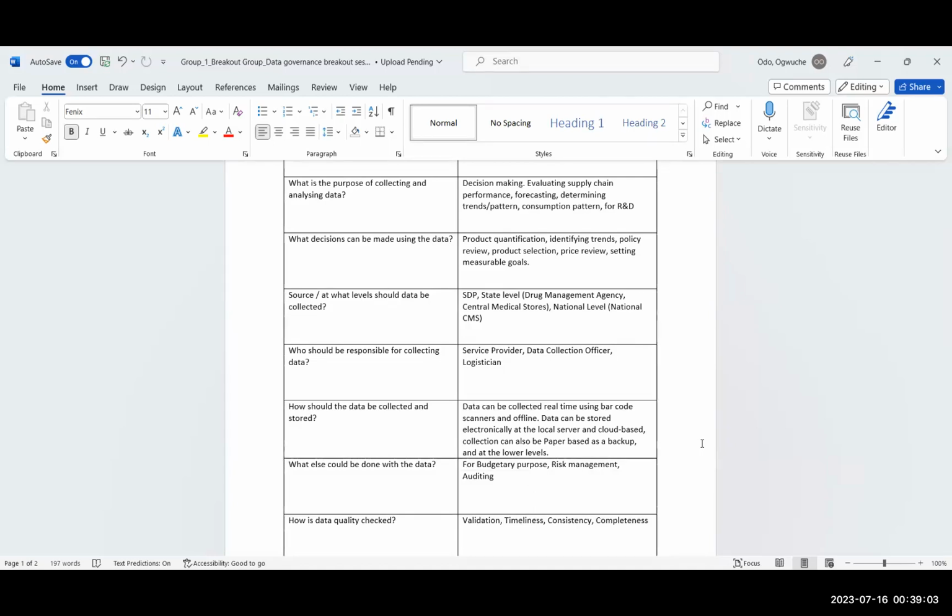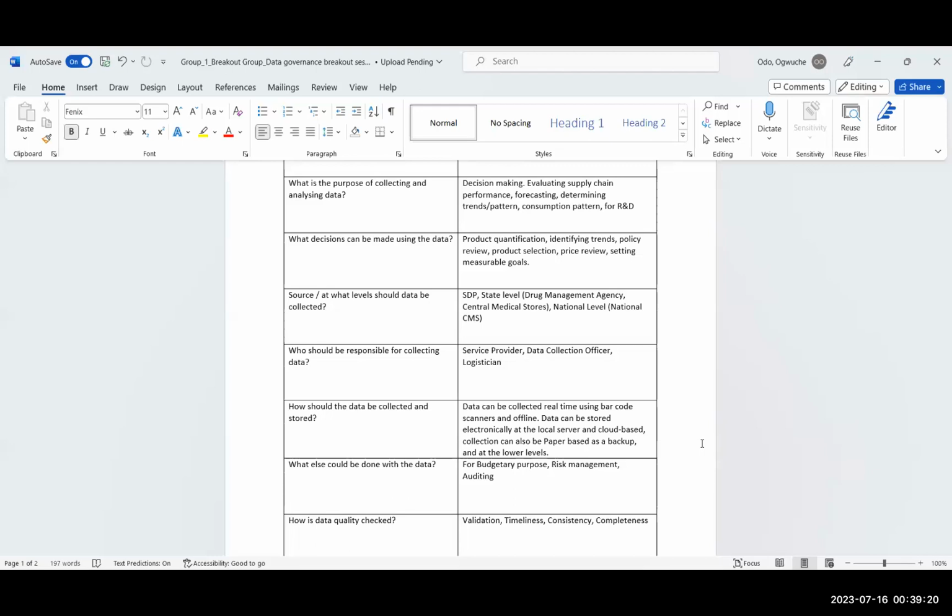The next question talks about source. At what level should data be collected? It says data can be collected at the service delivery point, at the point of care. At the state level, it can also be collected at the drug management agency, the central medical stores, and also at the national level as well.